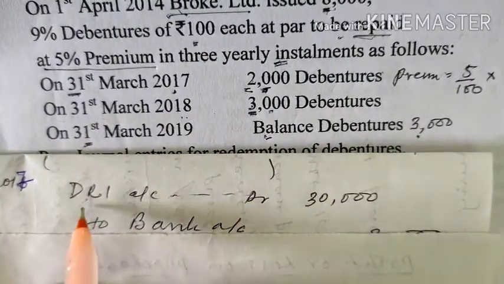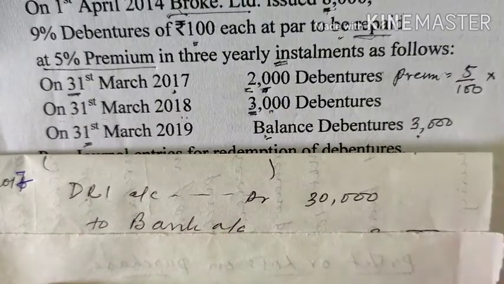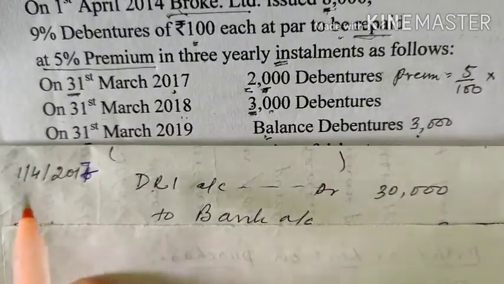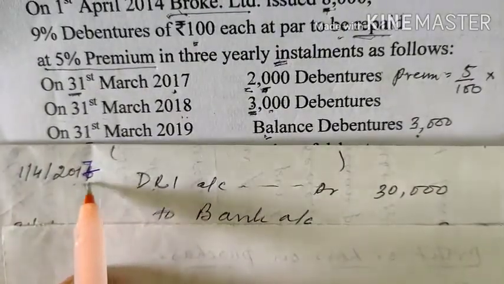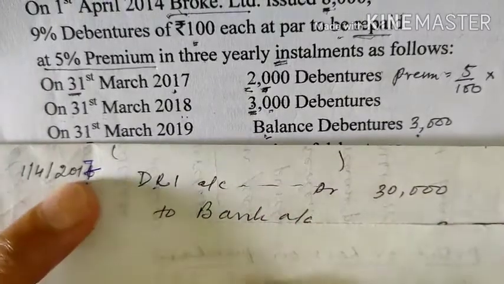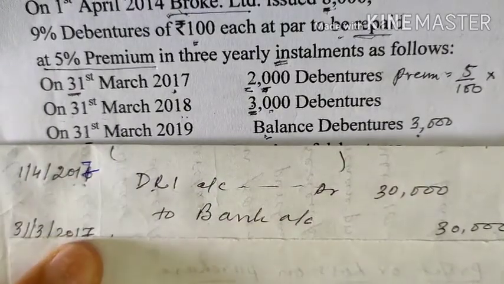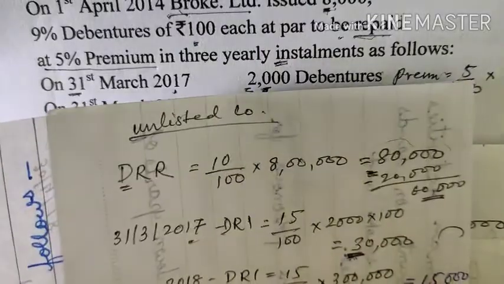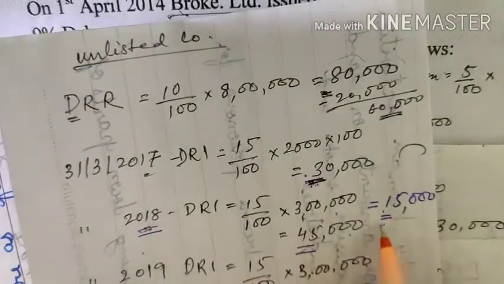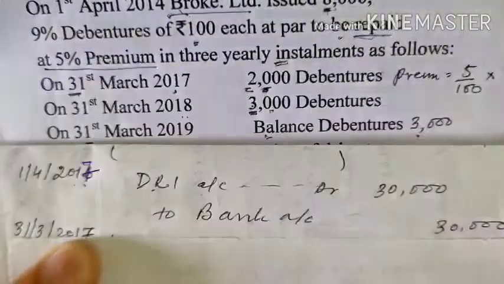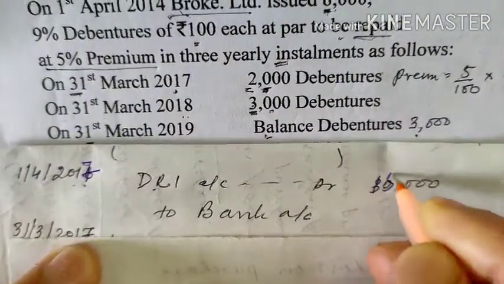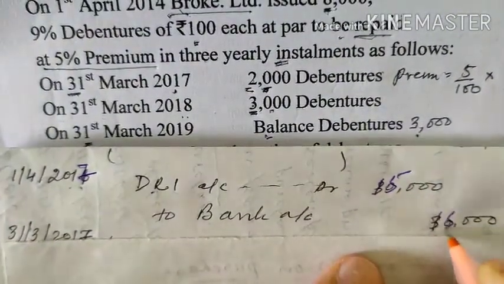So you have the entry on 1/4/2017, DRI account debit to bank account. And what is the amount of investment we are making? The amount of investment we are making is 15,000. So this will become 15,000.